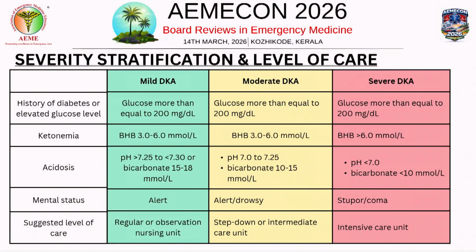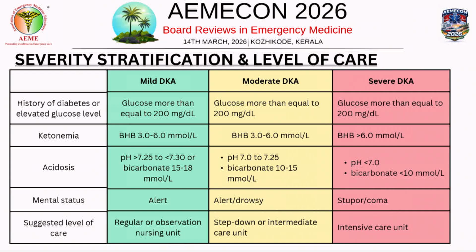And secondly, how will you categorize the patients based on the pH values? When the acidosis, we already know it is less than 7.3. So when the pH is 7.25 to 7.3, or a bicarbonate value of 15 to 18, that becomes a mild DKA. pH of 7 to 7.25 or a bicarbonate of 10 to 15, that will make it moderate DKA. And when the pH is less than 7 and the bicarbonate is less than 10, that will become a severe DKA.